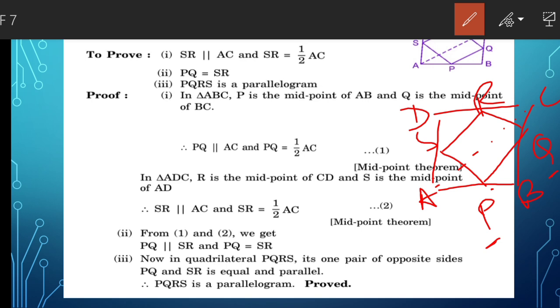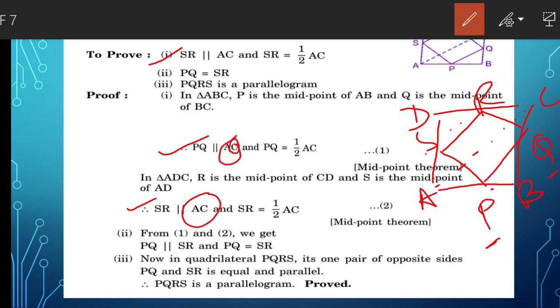Now we come to the top part of the triangle, that is ADC. S is the midpoint of DA and R is the midpoint of CD. So joining these midpoints we get a line SR which is parallel to AC and half of AC using midpoint theorem. So these two, equation 1 and equation 2, we have already achieved. From equation 2 we can say that SR is parallel to AC and SR is half of AC, so our first proof is done.